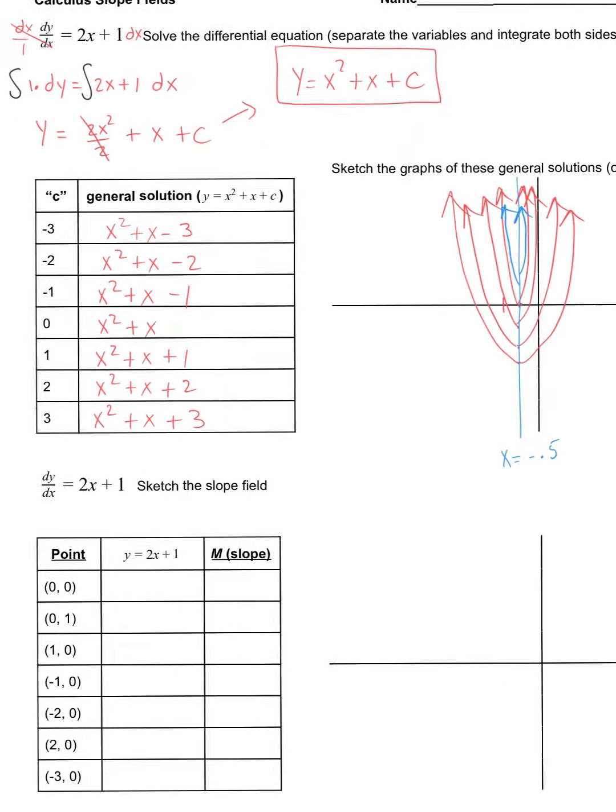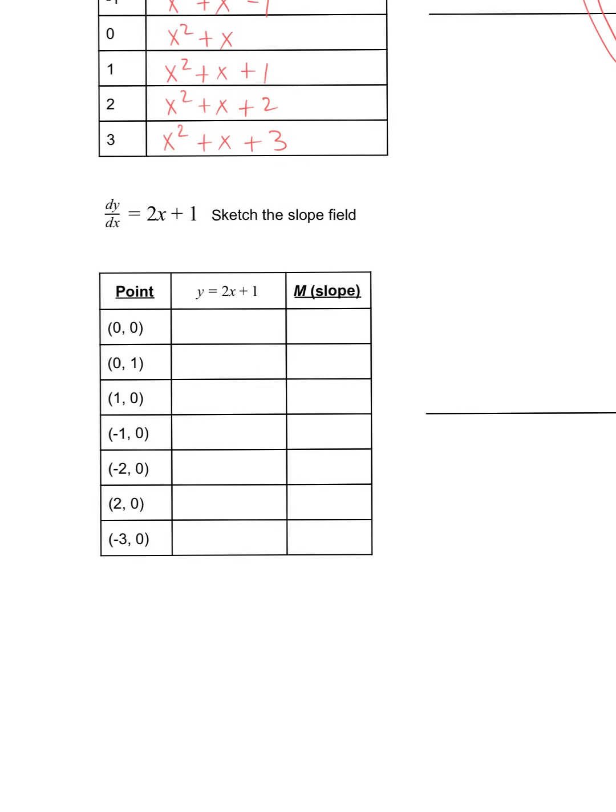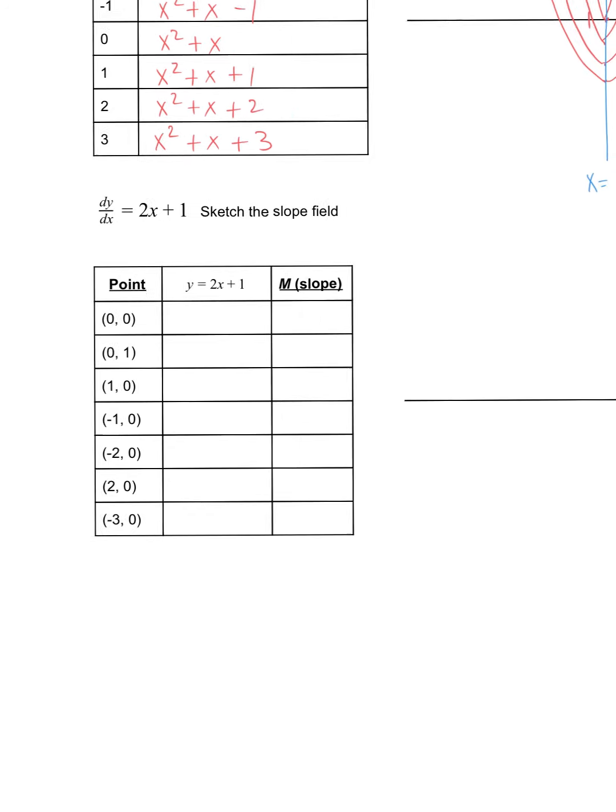Now we're going to go over and put a slope field in. With a slope field, we're just drawing in tiny slopes at each of these points. Now let's see if I can describe how to do this.